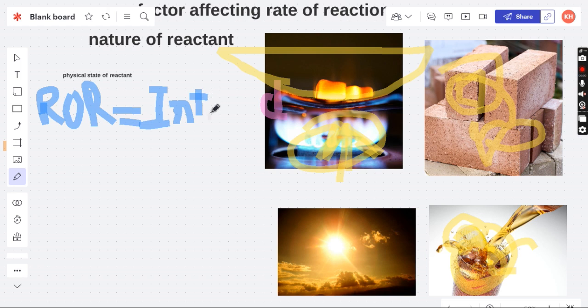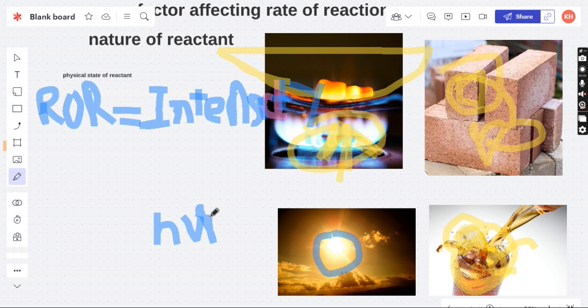This is also known as zero order reaction, meaning it is not dependent on the concentration of the reactant. That will be discussed in later videos. But as you can see, the higher the level of sunlight, the higher the photons, hv, so the ROR will be higher as well. The rate of reaction also depends upon the photon.